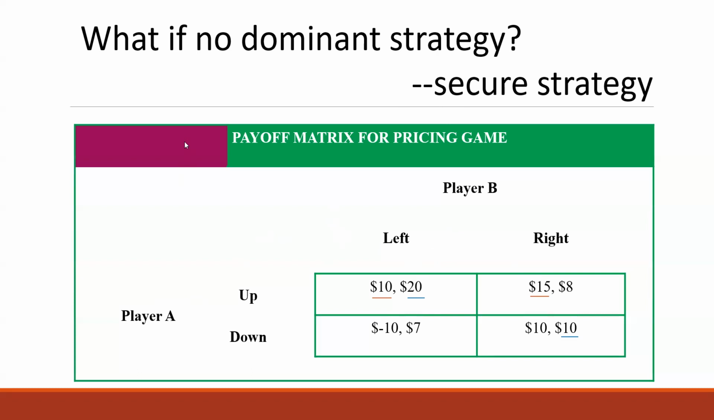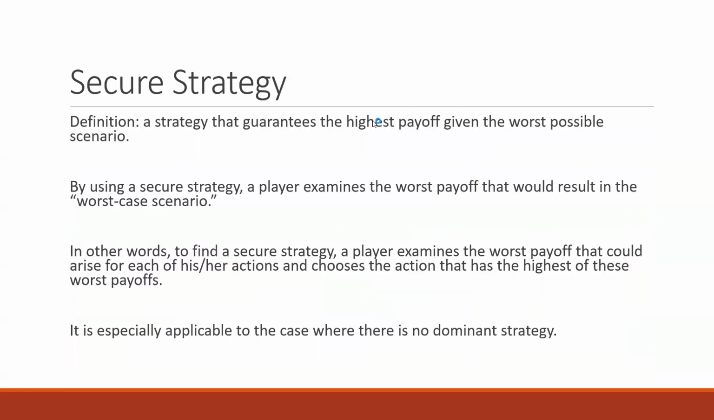Here we introduce a new concept that is called secure strategy. Secure strategy is defined as a strategy that guarantees the highest payoff when the worst possible scenario comes. To obtain a secure strategy, a player should examine the worst payoff that would result in the worst case scenario. In other words, to find a secure strategy, the player examines the worst payoff that could arise from each of the actions and chooses the action that has the highest of these worst payoffs. Basically, you're trying to make the best from the worst.